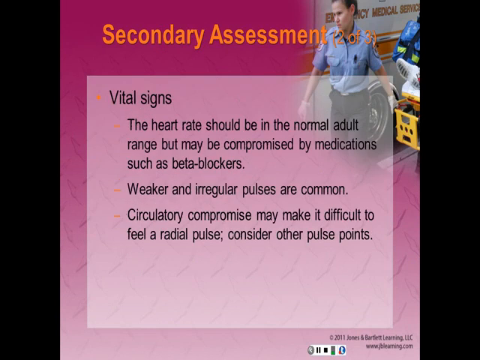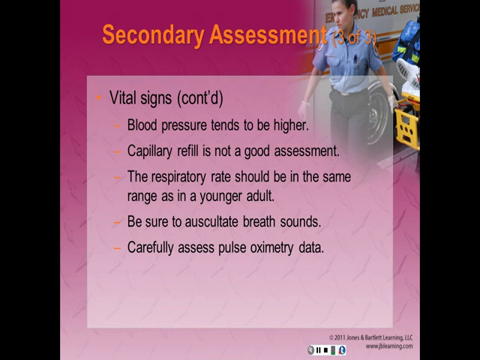Take vital signs. The heart rate should be in the normal adult range, but may be compromised by medications such as beta blockers. It is common in elderly patients that they may have weak and irregular pulses. Circulatory compromise may make it difficult to feel a radial pulse on an older patient, and other pulse points may need to be considered. Blood pressure tends to be higher in the elderly population. Capillary refill is not a good assessment because of skin changes and reduced circulation to skin.